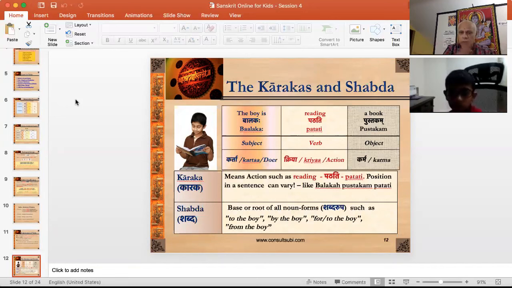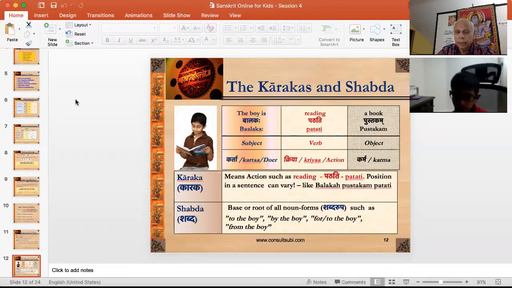You can change the verb. And the verb can come at the end. So here, balakaha pustakam patati means also the boy is reading a book. If you say balakaha patati pustakam, also it means the same. Do you see the difference between English and Sanskrit here? So the verb position can vary, which is a very important feature in Sanskrit.